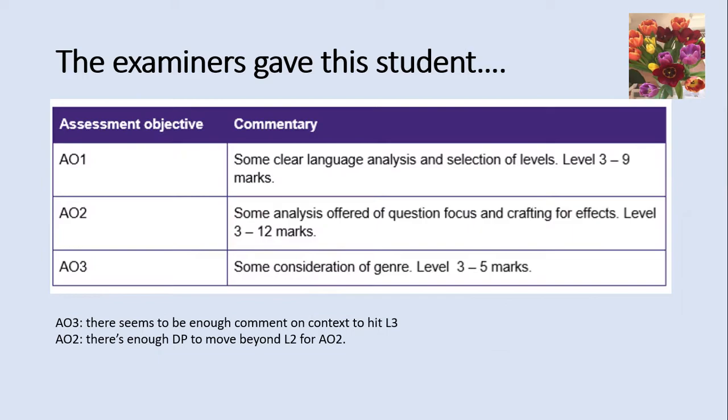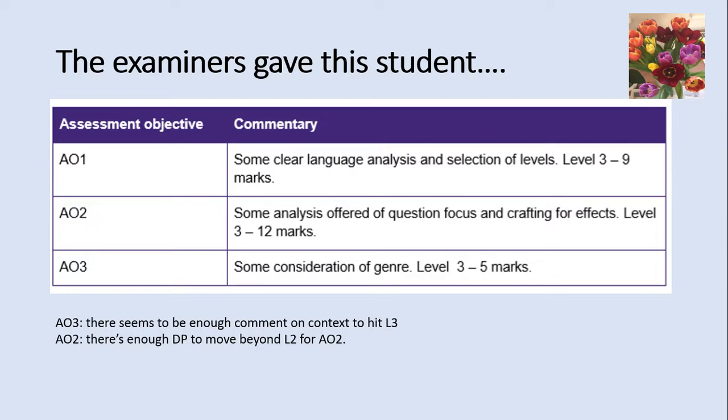All right, finally, the examiners gave this student a pretty solid level 3. If you think back to our key words from the criteria, we are looking at some clear analysis, some consideration. That key word, if you remember from the criteria, was that they are explaining, they're not really evaluating. They are using some language levels, but they're not really doing it in a purposeful way, and they're not really selecting patterns. Again, one way of getting patterns is to interleave that DP into the extract analysis. You'll find the patterns much more easily if you do that, I think.